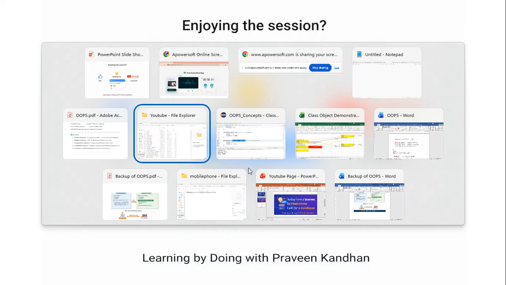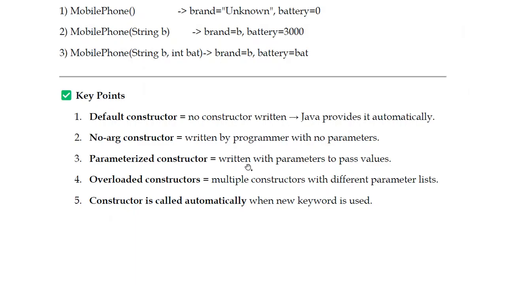Let's get started. In our previous session, we discussed multiple constructors. So now we'll discuss the key points about the constructor types. Default constructor means no constructor is written. Java provides it automatically. If you are not giving any constructor as a developer, Java will provide it automatically. No-arguments constructor means a constructor written by the programmer with no parameters. Parameterized constructor means we are passing different parameters, values or data types.